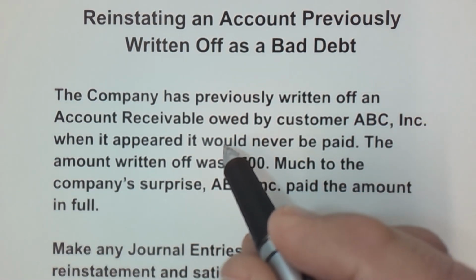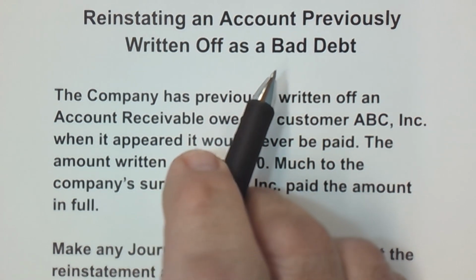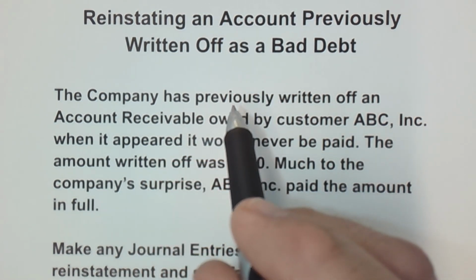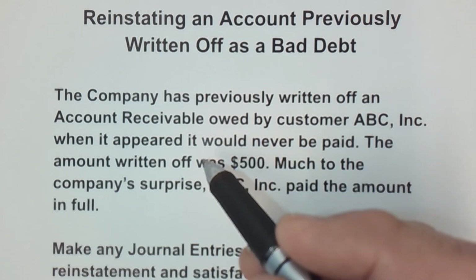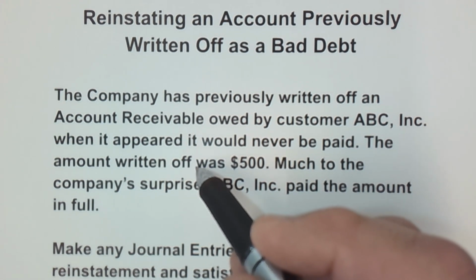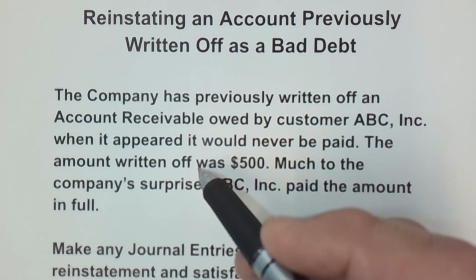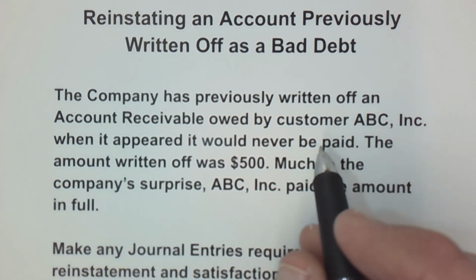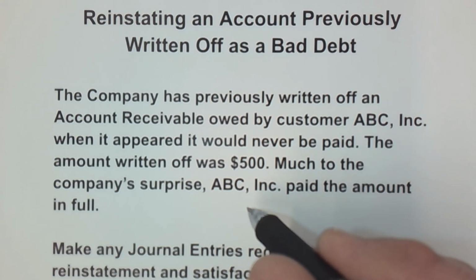Have you been asked to create the journal entries for a transaction in which a bad debt expense that had previously been written off gets paid and you have to reinstate it? Well, maybe you're not sure how to do it. Well, you've come to the right place because I'm Professor Capko, and in this video, I'm going to show you just how easy it is to do that.